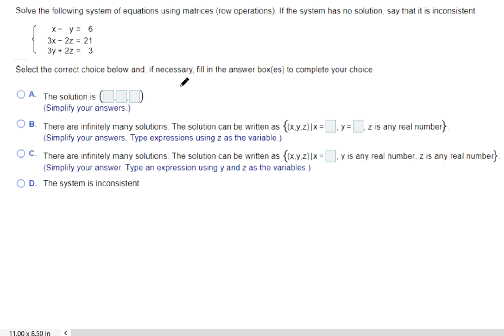We're asked to solve this system of equations using matrices. So there's three different variables. There's an x variable, a y variable, and a z variable. So the typical way of handling this with matrices is to write the coefficients of each equation.